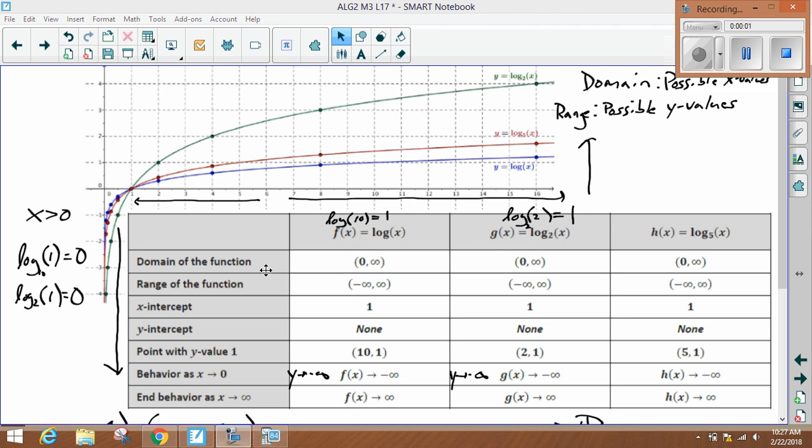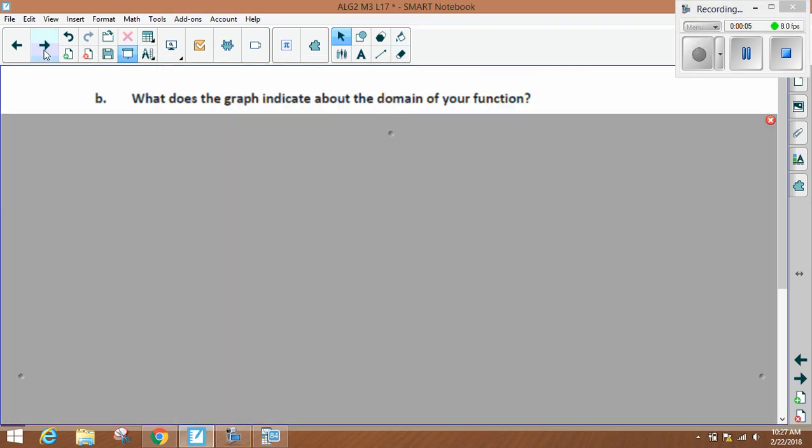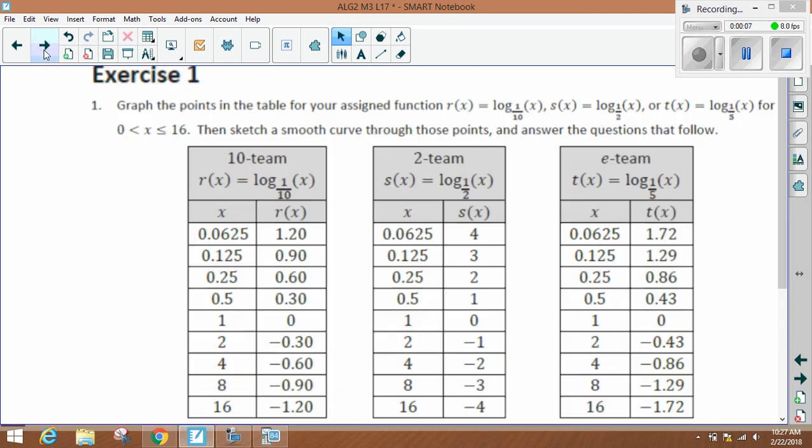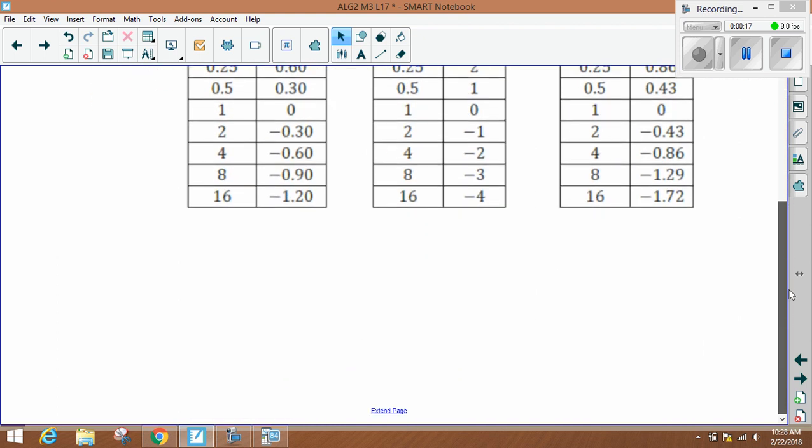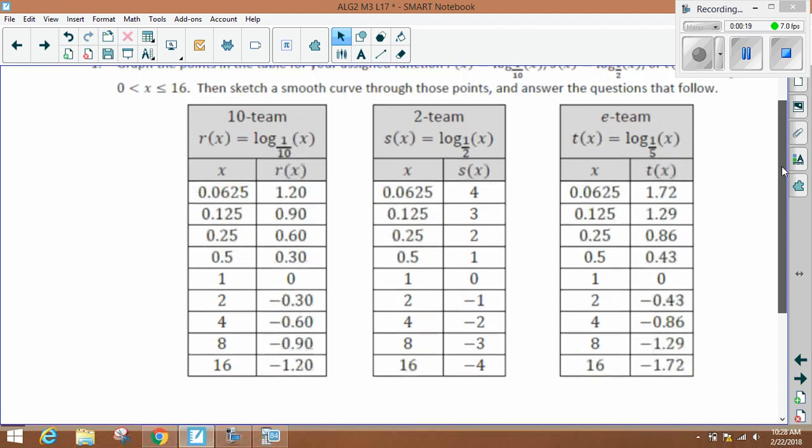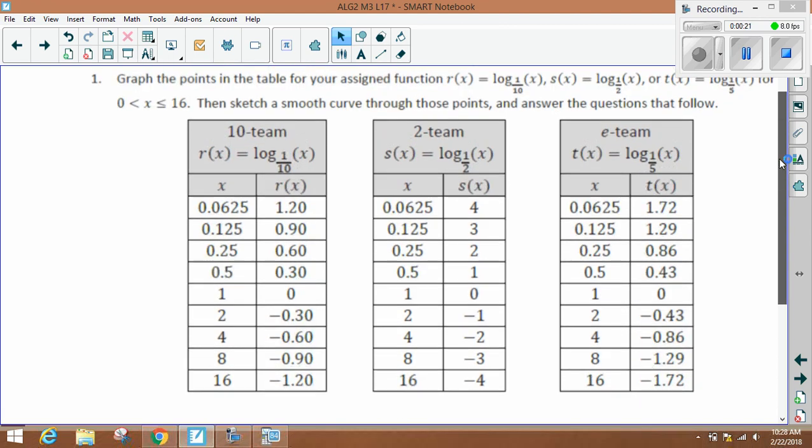We last finished off by graphing these logarithms. We answered all of these questions. Let's go ahead and sketch these guys. Rather than sketch them by hand, we are going to use our graphing utility to sketch them.